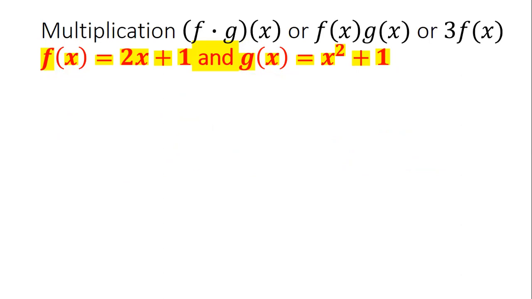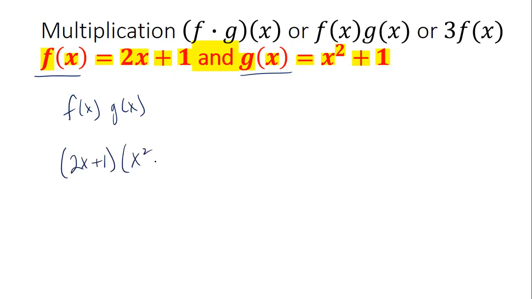All right, multiplication. Ways that multiplication can appear in function notation. Do you remember our multiplication dot? So f times g of x, or it can be f of x times g of x, or it could be a function times any number. 3 is just any number, right? If I want to find f of x times g of x, that means I'm doing what with f of x and g of x? Multiplying. So we have 2x plus 1 times x squared plus 1.